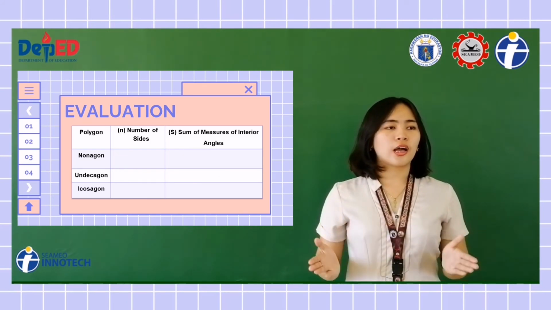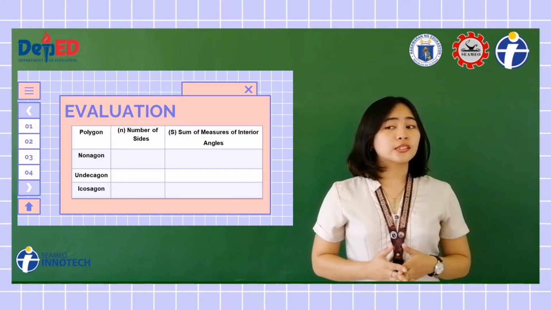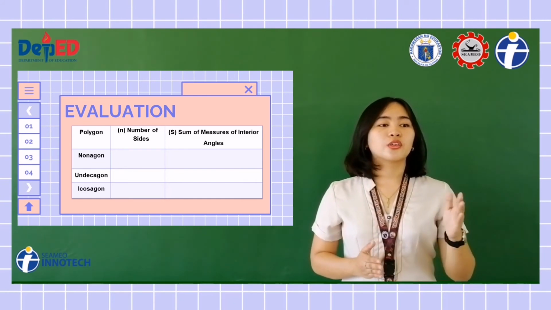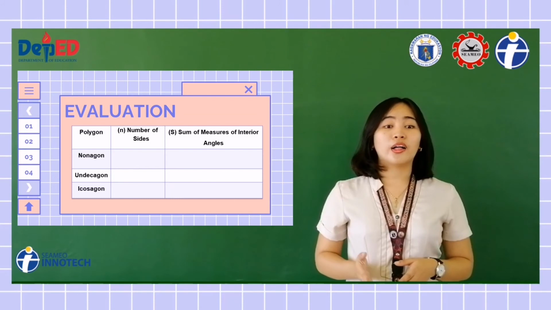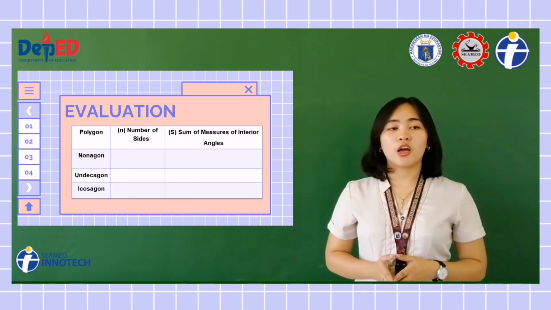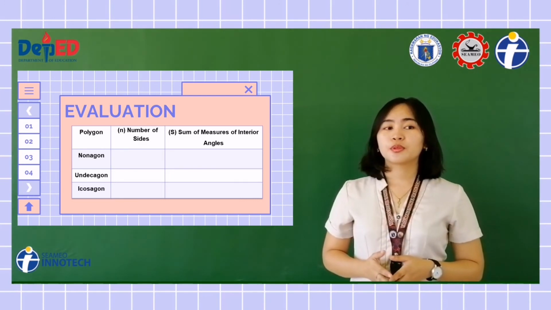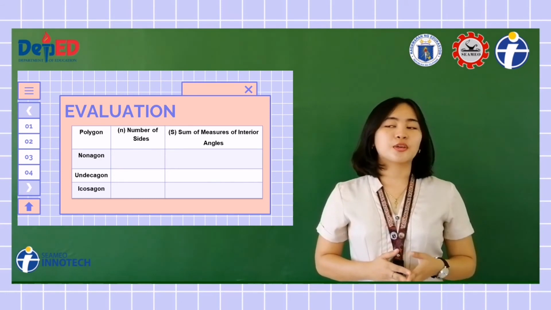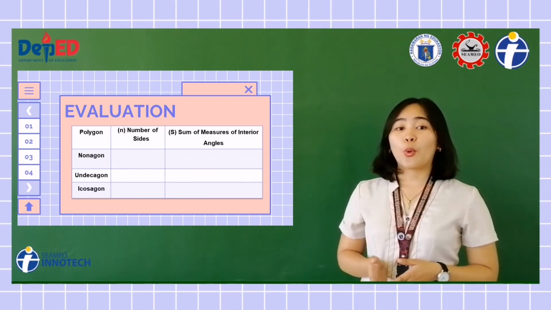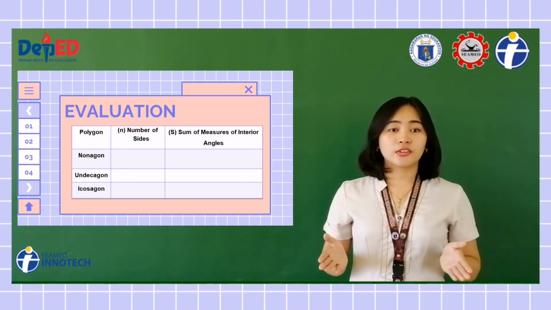Now, how many sides does the decagon have? Okay, anyone? Very good. We have 12 sides. Now, what is the sum of the measures of the interior angles of our regular decagon? Okay, very good. We have 1620 degrees.